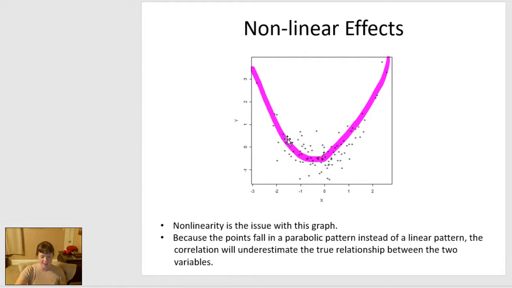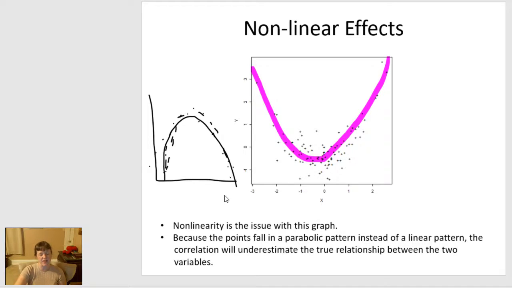Either way, I could have something that looks like this, like a U, or if I had data that looked like this, right? Here's my X and Y axis, and if I had something that looked like this, that would also be a nonlinear effect, right? Essentially, a straight line does not fit the data well.